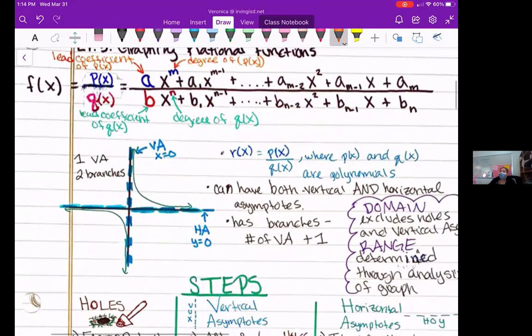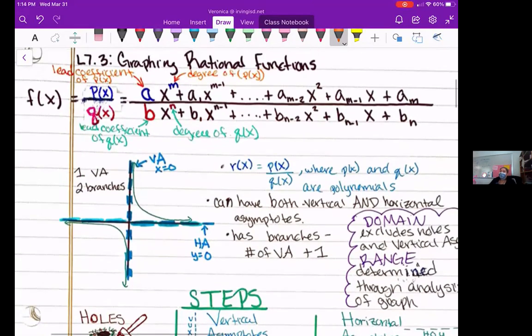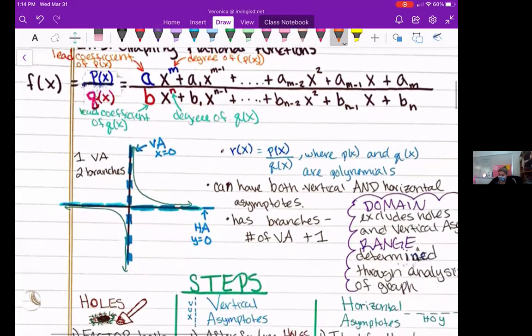Now, your rational can look all sorts of crazy, okay? Your polynomials don't have to be quadratic. They don't have to be cubic. It can have a power of 10. It can have a power of 100. Rationals can look really, really crazy, okay?